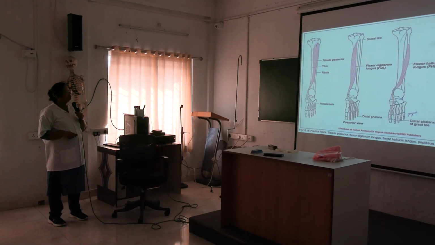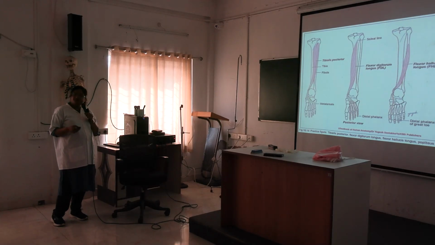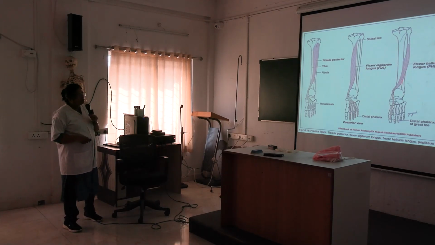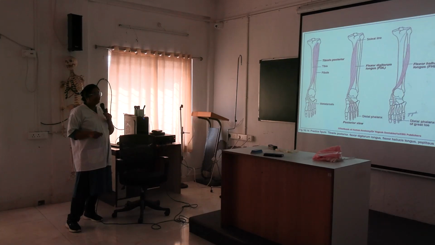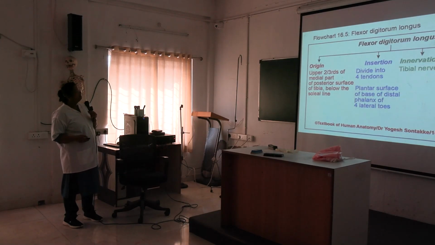Here, this is flexor digitorum longus, and here is the flexor hallucis longus, originating from the fibula, some part of the tibia and the interosseous membrane, and going to insert into the distal phalanx of great toe. Okay, and here popliteus has been shown, and this is tibialis posterior. Okay, so we'll discuss this.